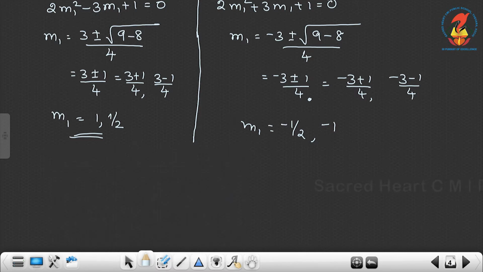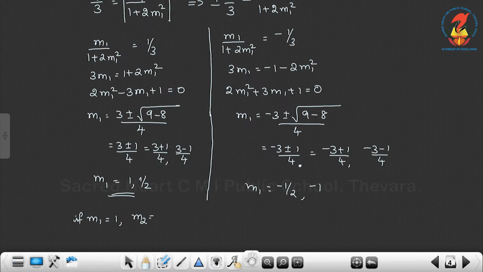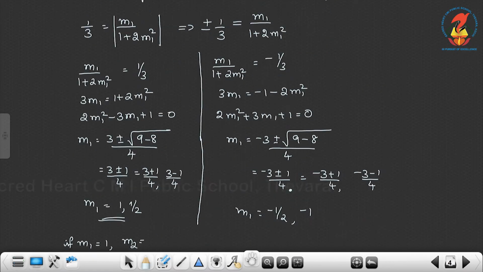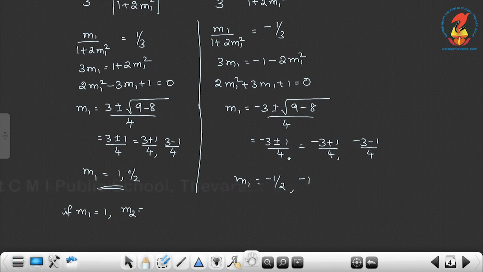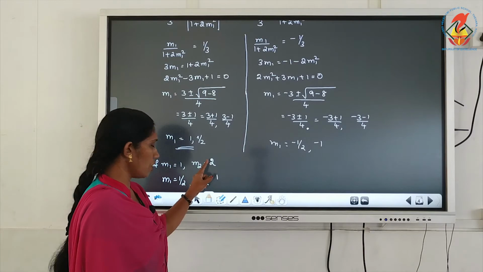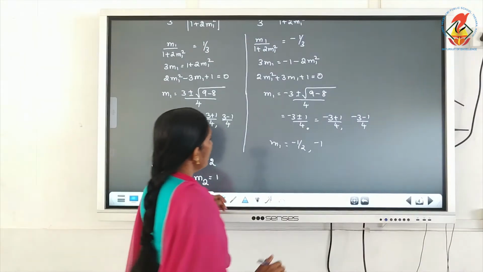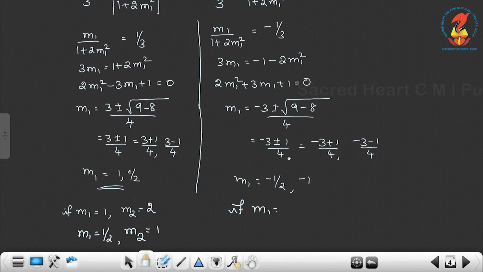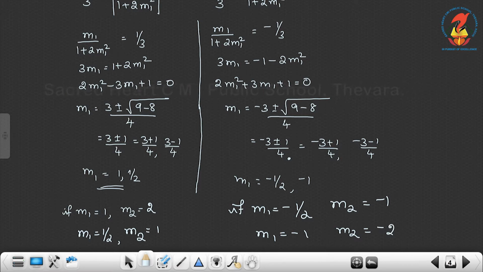So find the corresponding value of M2. If M1 is 1, what about M2? M2 is 2 times M1. So 2 times M1 means it is 2. Then if M1 is equal to 1 by 2, what is M2? 2 times 1 by 2 is 1. So slopes are 1, 2 and half, 1. Then here if M1 is equal to minus half, M2 is the double of that, minus 1. Then if M1 is minus 1, M2 is minus 2.